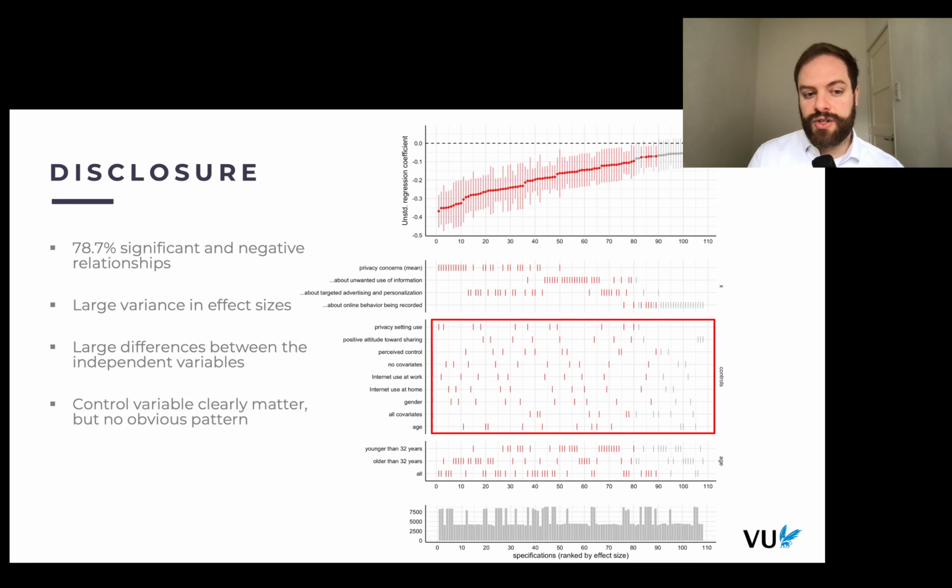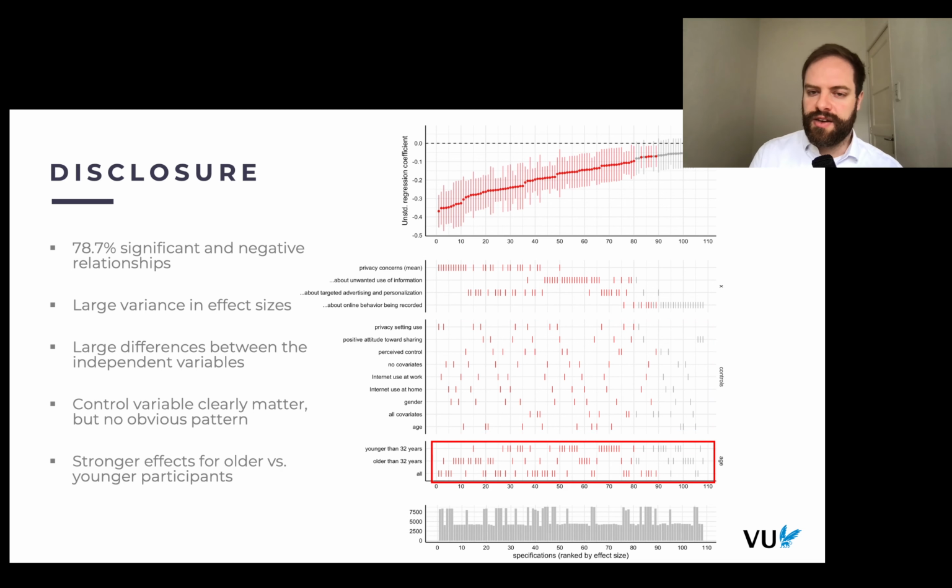We can also see that control variables clearly matter, but there's no obvious pattern. One cannot say this particular control variable changes the effect size in a certain way. But what we can clearly see is that the relationship between concerns and information disclosure is stronger for older participants versus younger participants.